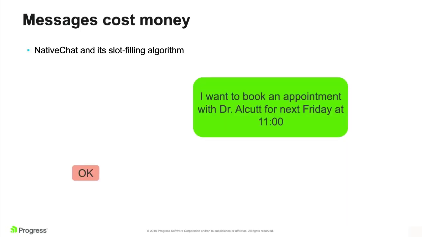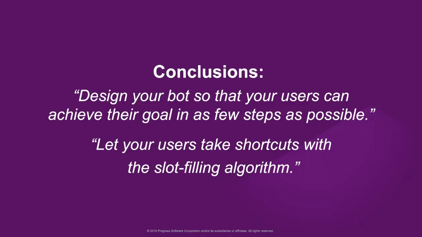NativeChat, thanks to its slot-filling algorithm, will analyze every message from the user and will extract as much information as possible. So, if the user knows which doctor they want to see, when and at what time, and if this slot is free with the doctor, then they will be able to book an appointment with a single message. As a conclusion, design your bot so that your users can achieve their goal in as few steps as possible. Let your users take shortcuts with the slot filling algorithm.